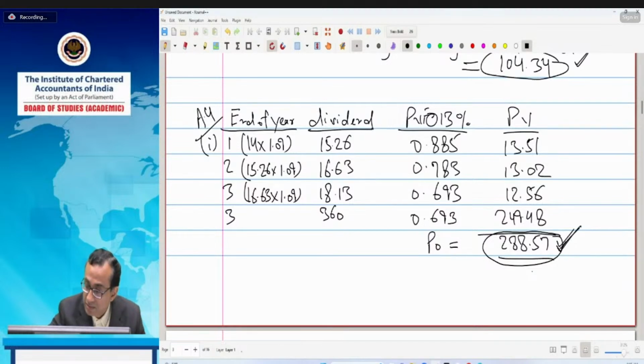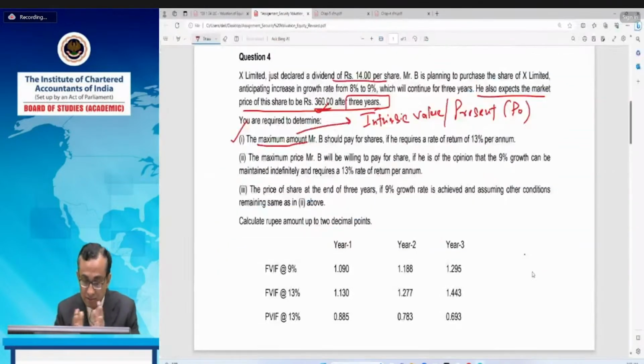This is the maximum amount at which an investor would be likely to purchase, because chances are that the market price of the share will not move beyond this 288.57. So the investor will take out from his pocket the maximum amount of 288.57, because it is likely that the share prices may not move above this present value 288.57. Okay, so that is why the term maximum amount is given here.